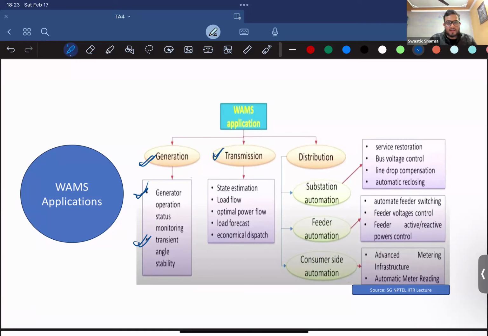For transmission, you need state estimation. What is state estimation? You have two state variables. I told you in the beginning of the lecture itself. Can anyone repeat what the two state variables are? State variables are those variables which can be used to derive other parameters associated with the power system. So what is state estimation? Sorry, what are the two state variables?